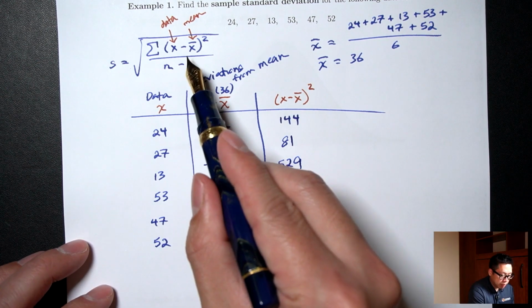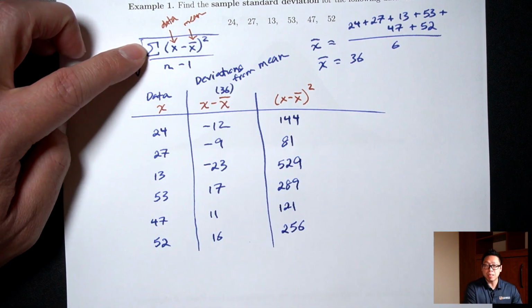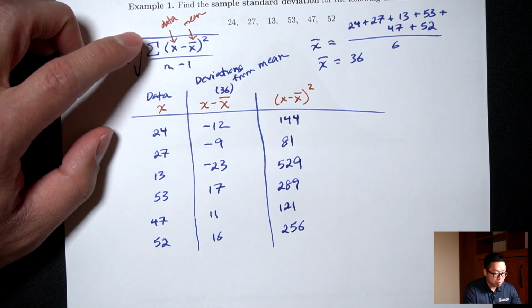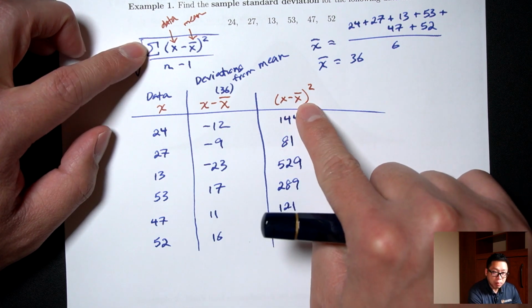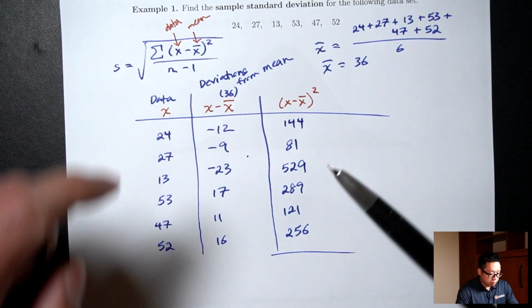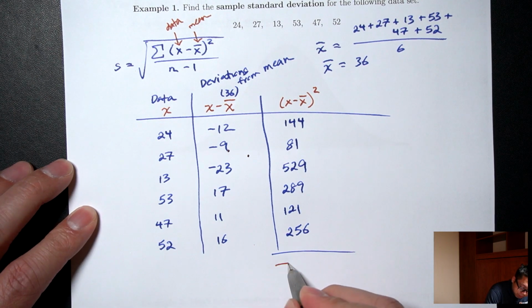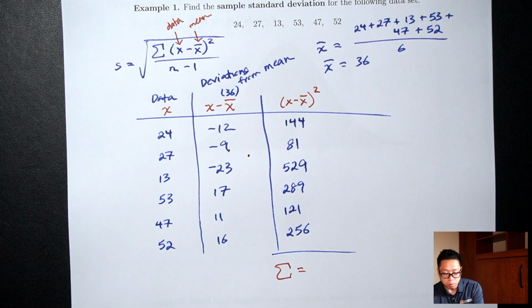Okay, so we did the x minus x bar. We did the square thing. What's next? Next is this symbol. That symbol is a summation symbol. That just tells you to add, right? This symbol is saying add up all of these x minus x bar squared. In other words, add up this column. So add up the column. That's 144 plus 81 plus 529 plus 289 plus 121 plus 256. And I get 1420.